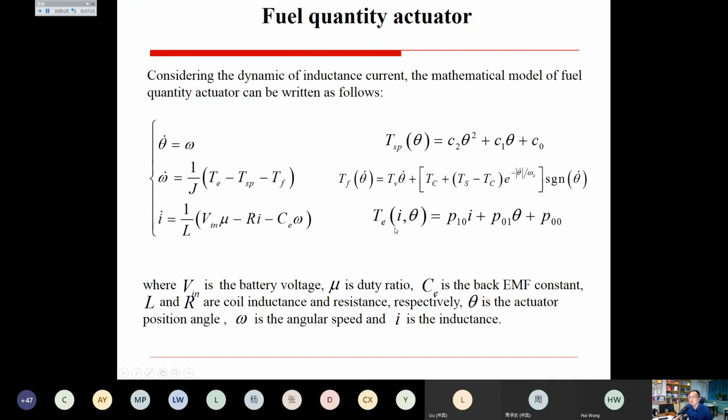TE, the electromagnetic torque. Usually it's linear to the current. But now you see, it's not just a function of current I. It's also a function of theta. Theta is the actuator position angle. So, rigorously speaking, it's not linear to the current. It's a nonlinear term. You can also use square terms to approximate it better. So there are three nonlinearities here.